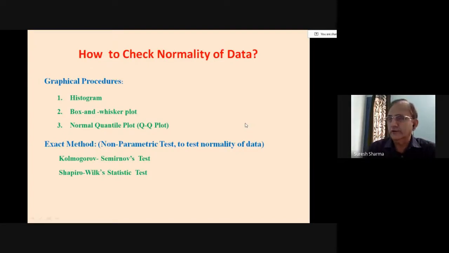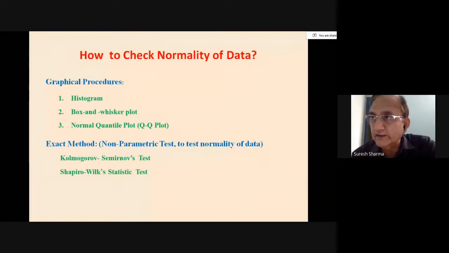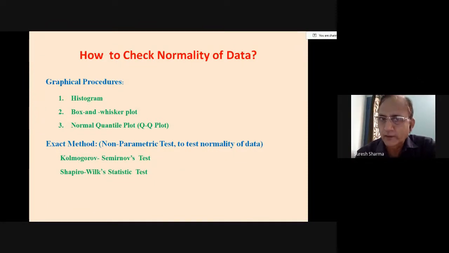Now, how to check the normality of the data? There are three graphical procedures. One of the graphical procedures is called histogram. Everybody knows histogram. If you draw the histogram of your data, and it is almost symmetrical. Last time we discussed skewness and kurtosis, if you remember. If the shape of the histogram is almost symmetrical, that means if you drop a line from the center, area on the left and right are the same, then you can say that your data is approximately normal. Like height data, weight data, BMI, all these are considered to be approximately normal in anthropometric parameters.